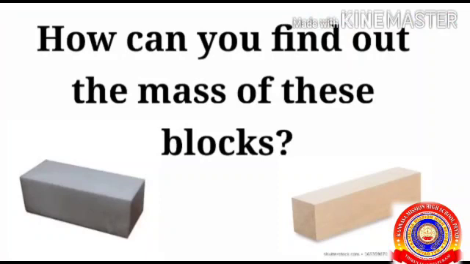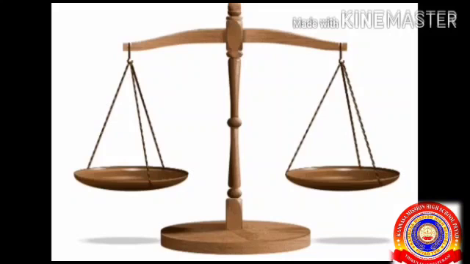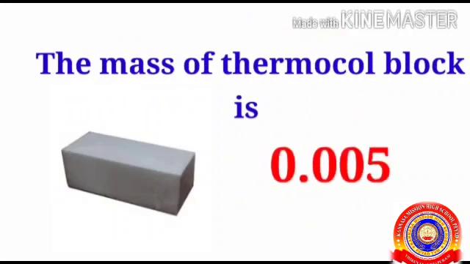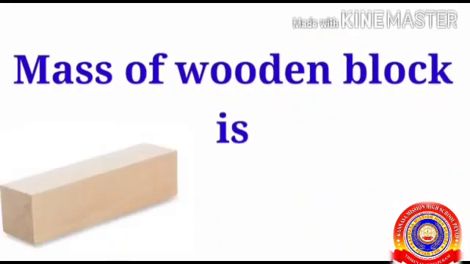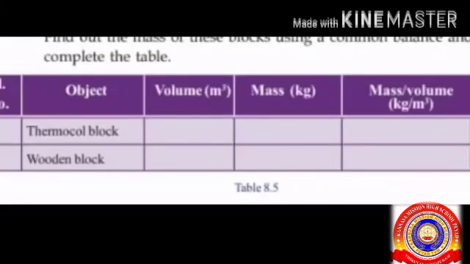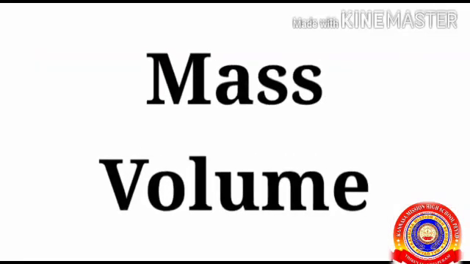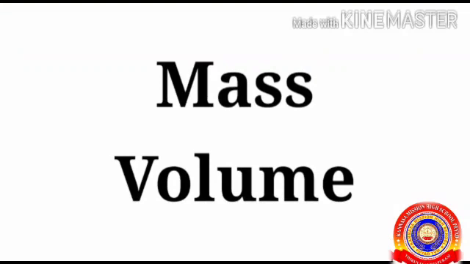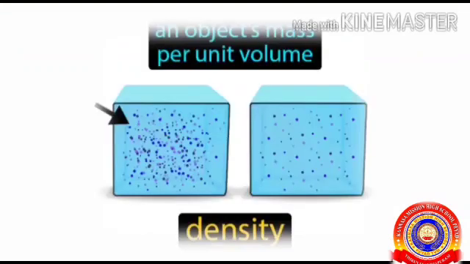How can you find out the mass of these blocks? Yes, using a common balance we can find out the mass. Suppose the mass of the thermocol block is 0.005 kg and the mass of the wooden block is 0.04 kg. Based on these values, try to complete the activity in your textbook. That is, you are asked to find out mass divided by volume, mass per unit volume. Once again, density is the quantity of matter contained in unit volume.